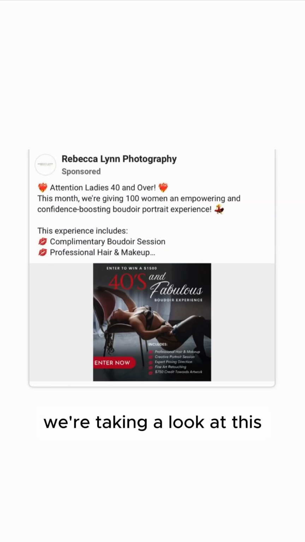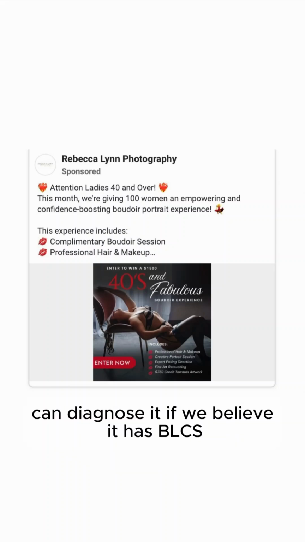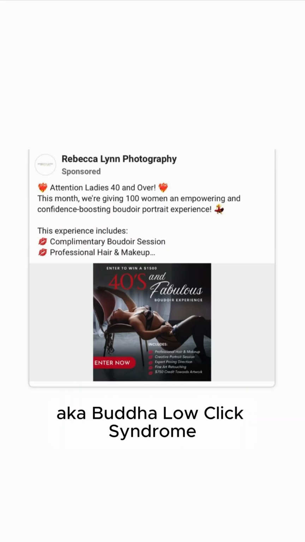All right, y'all, we're taking a look at this Boudoir Facebook ad. Can we diagnose it, see if we believe it has BLCS, aka Boudoir low click syndrome.